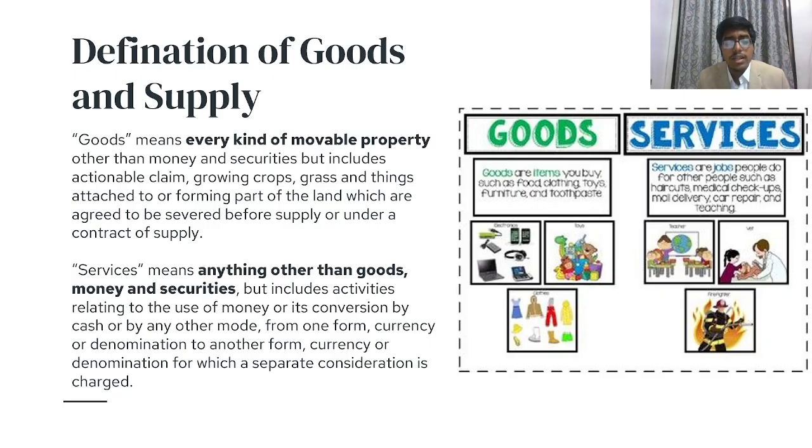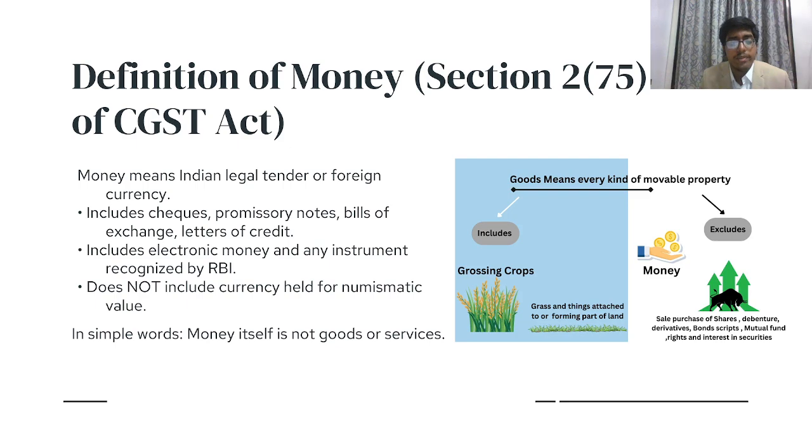Service means anything other than goods, money, and security, but includes activity relating to the use of money or its conversion by cash or by any other mode from one form, currency or denomination, to another form, currency or denomination for which a separate consideration is charged. Now that we have seen the definition of goods and supply and how it excludes money and security from its definition, let us see the definition of money.